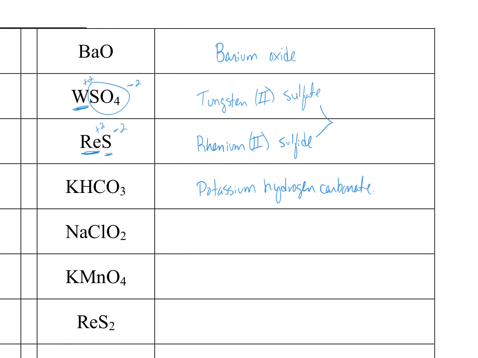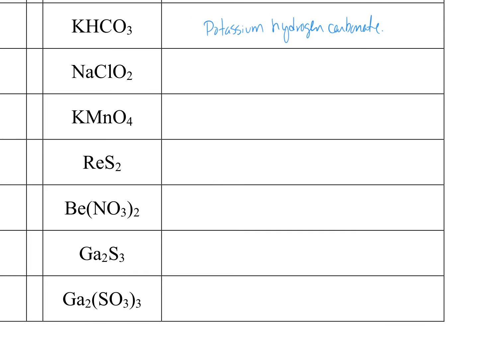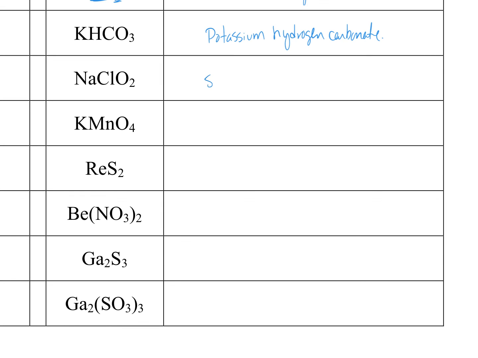Okay. Next we've got sodium ClO2. If you can't remember what that is, remember ClO is hypochlorite. ClO2 minus is chlorite. We're going to skip that next one.